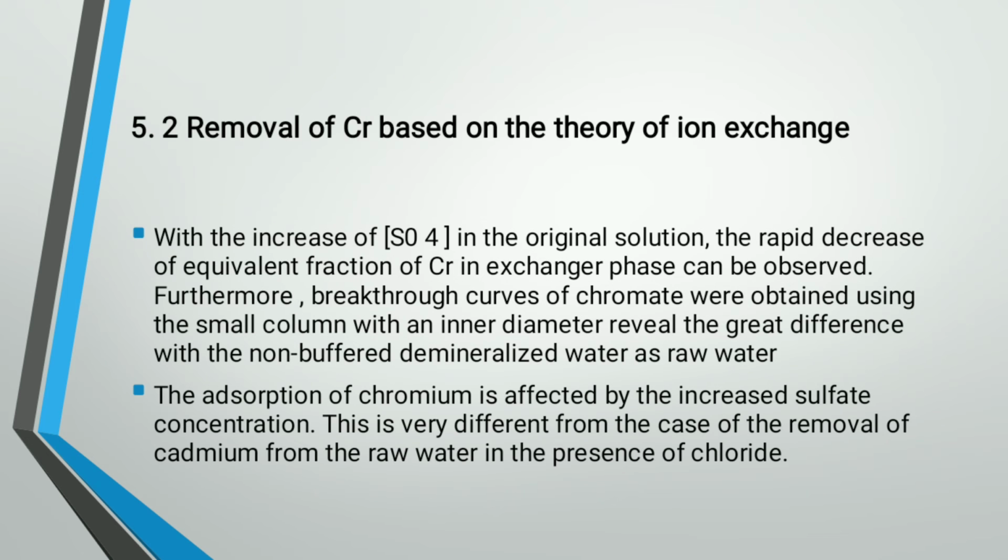Followed by the next result, removal of chromium based on the theory of ion exchange. With the increase of SO4 in the original solution, a rapid decrease of the equivalent fraction of Cr in the exchanger phase can be observed. Furthermore, breakthrough curves of chromate were obtained using the small column with an inner diameter, revealing a great difference with the non-buffered demineralized water as a raw water. The adsorption of chromium is affected by the increased sulfate concentration. This is very different from the case of removal of cadmium from water in the presence of chloride.